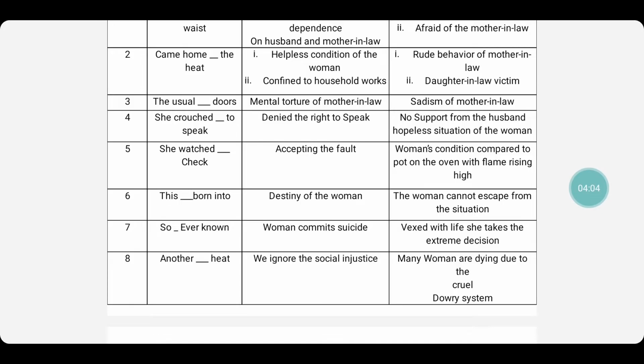Then fourth, "She crouched to speak". Here the theme is denied the right to speak. Denied means refused. That means not given the right to speak. The meaning is no support from the husband. That is, when the husband comes home, she does not look into his face because she knows pretty well that there is no support from the husband, and the things will go worse if she looks at him. So she does not look into his face. This shows that there is no support from the husband, and this is a hopeless situation of the woman.